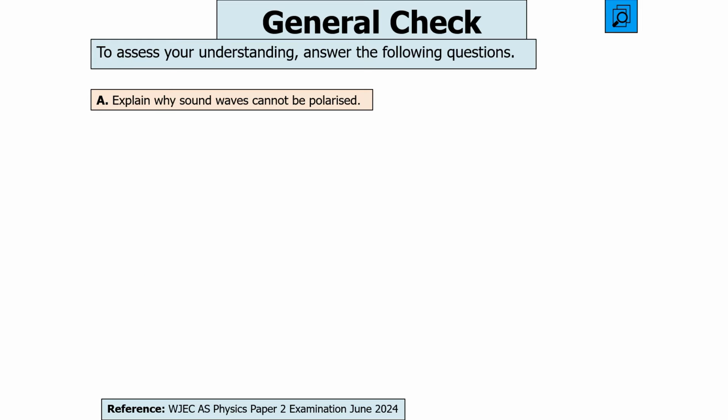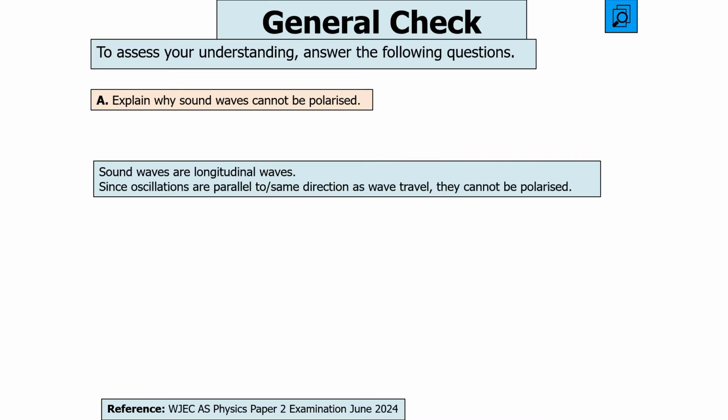Next question, explain why sound waves cannot be polarized. Pause the video now, then unpause the video when you want to go through your answer. So sound waves are longitudinal waves. Since oscillations are parallel, or in the same direction as wave travel, it tells us that they cannot be polarized.